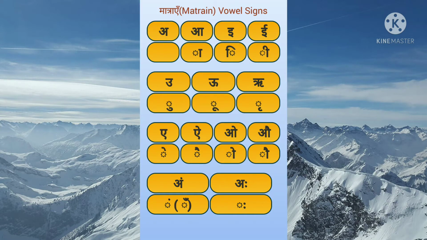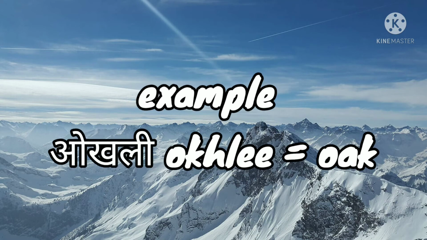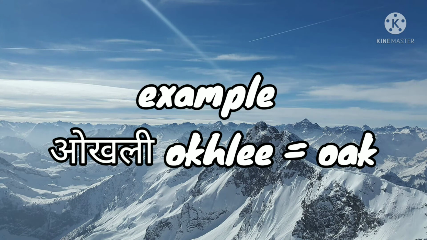Now we are taking vowel sign of O here. Let's understand with an example. Oakley. This is a. This is vowel sign of O. This is khe. This is le, and this is vowel sign of big E. So O k le e. Oakley. Oakley means oak in English.